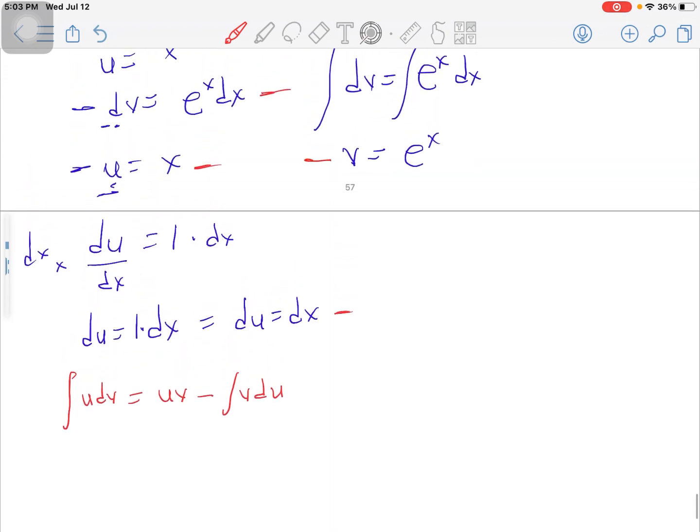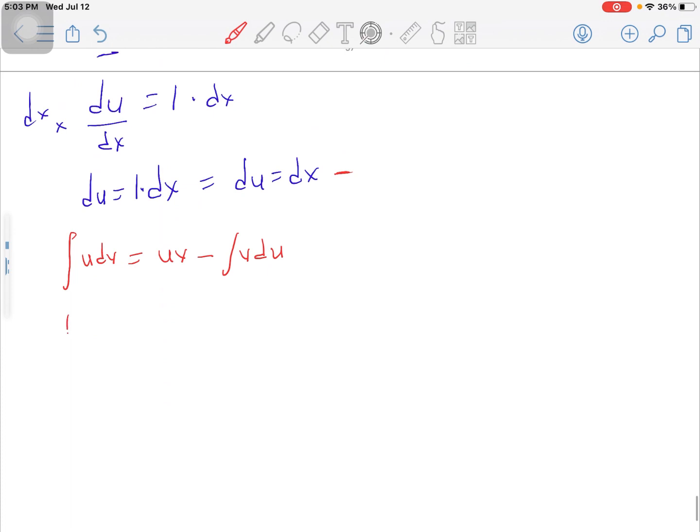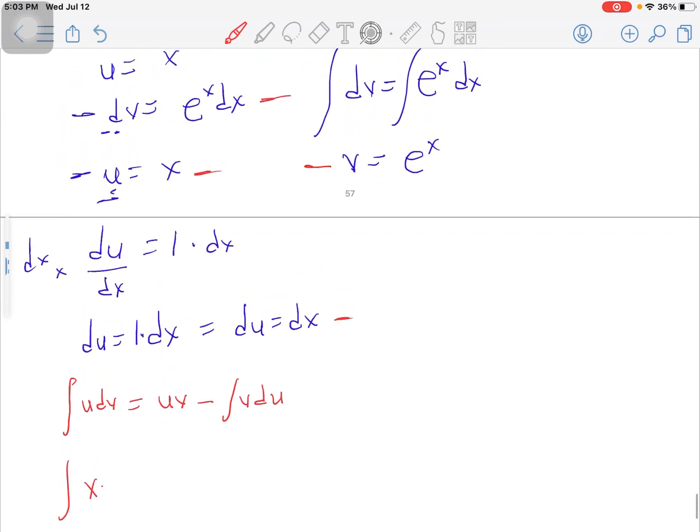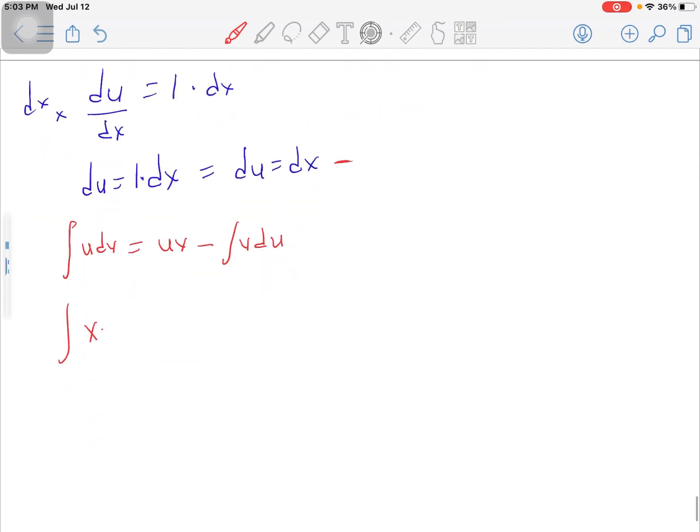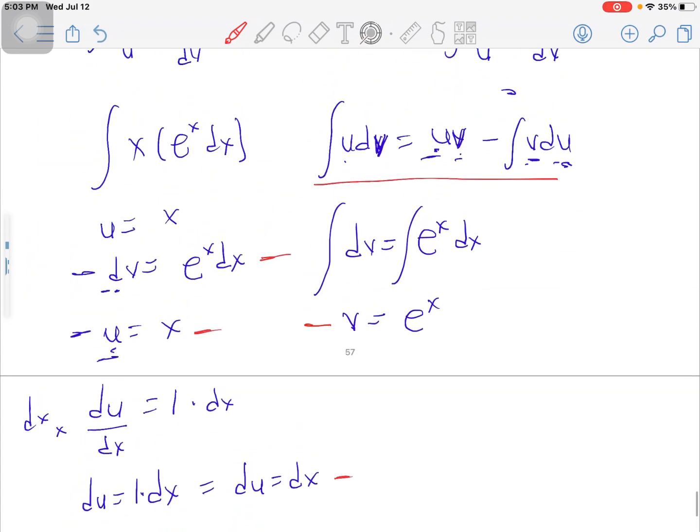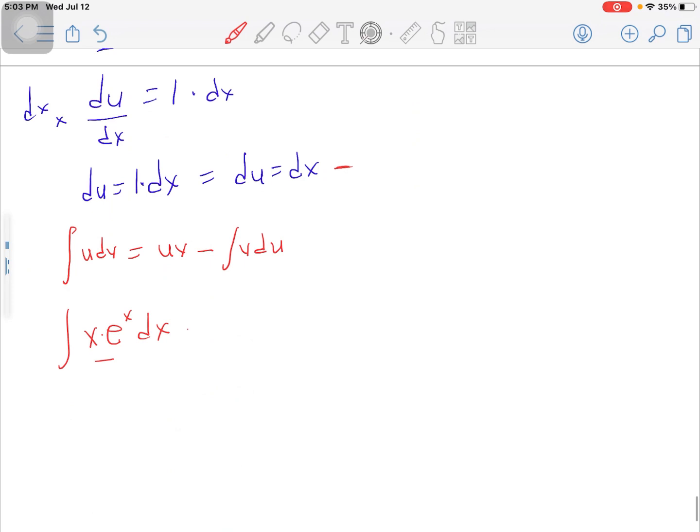Now let's write them over there. Where is our u? Our u is x. Now, integral of x. Then where is our dv? Our dv is exponent x dx. Is this not the same as the question being given, which is this? It is the same, which is equal to.